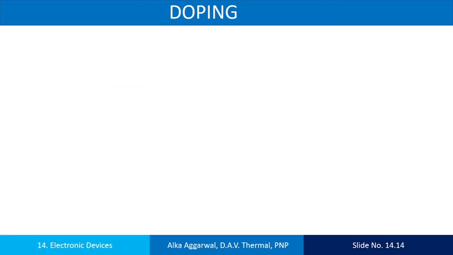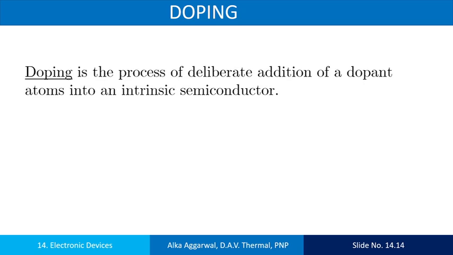As the conductivity of the pure semiconductor is low, to increase the conductivity, the atoms of the third and the fifth groups are added to the semiconductors. The process of the deliberate addition of the atoms of the third and the fifth group into the pure semiconductor is called doping. The atoms of the third and the fifth groups are called dopants.